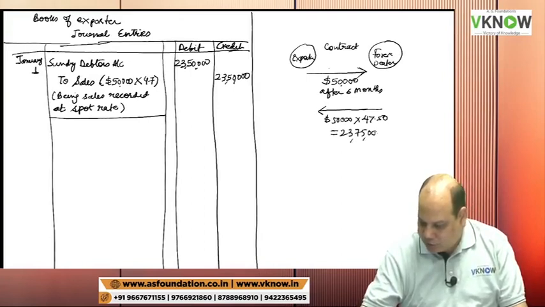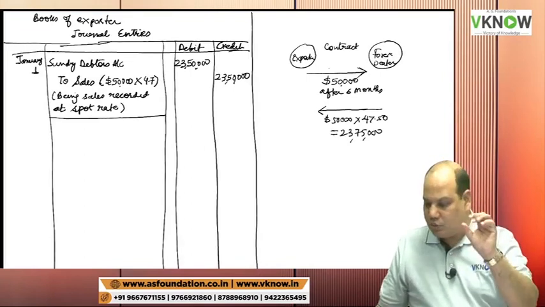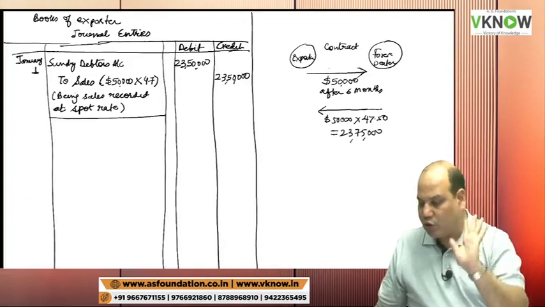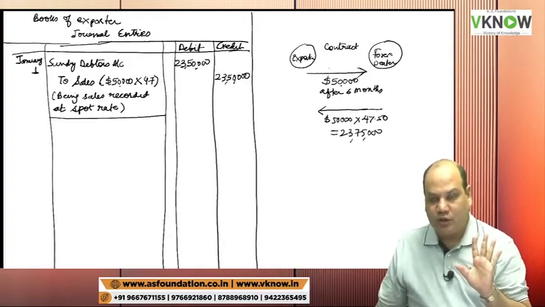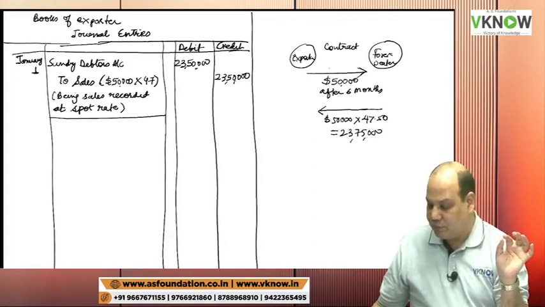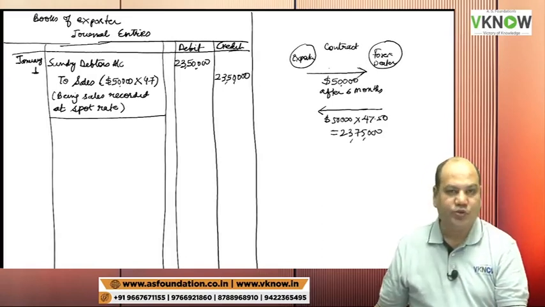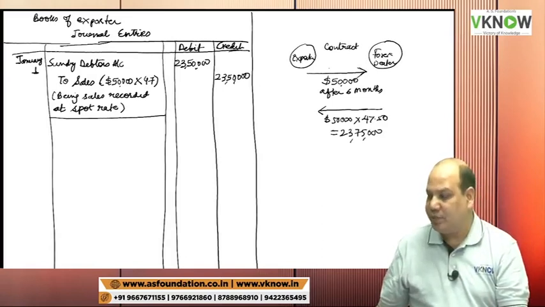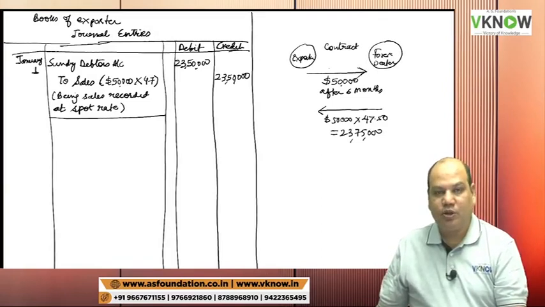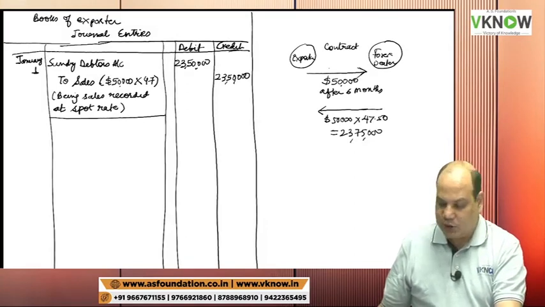If you can understand this much, my job will be easy. The exporter has an obligation to pay $50,000 to the forex dealer. This is the contract. And the forex dealer has the obligation to pay 23 lakh 75,000 rupees to the exporter. I repeat a third time: the exporter has to pay $50,000 to the forex dealer and the forex dealer has to pay 23 lakh 75,000 rupees to the exporter.